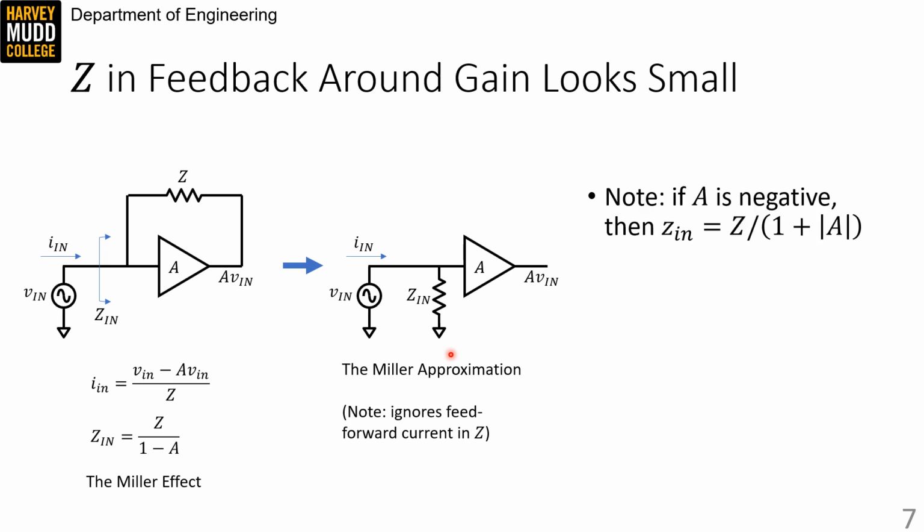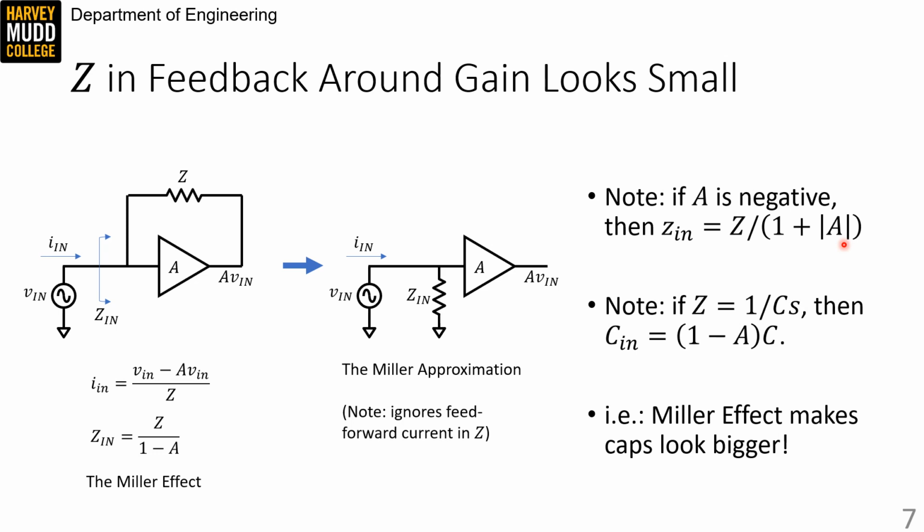I want to call out a few cool details about the Miller effect. First, note that if your gain is negative, which is the case for most of our amplifiers, then the denominator of the Miller effect expression adds together instead of subtracting. You wind up with a 1 plus A. And that's nice for analysis because it avoids the weird infinite impedance case that I mentioned earlier.